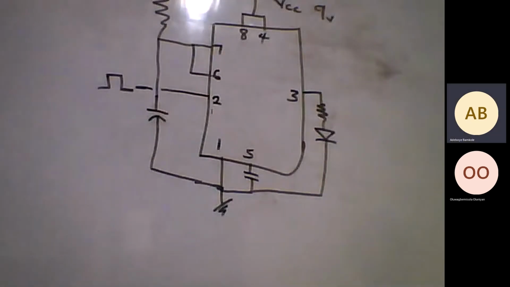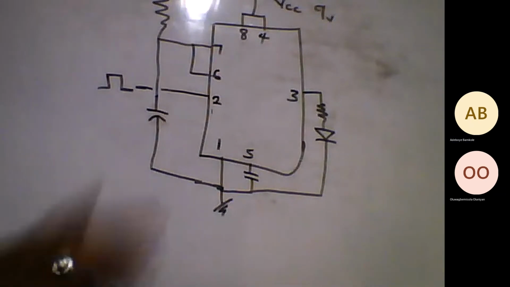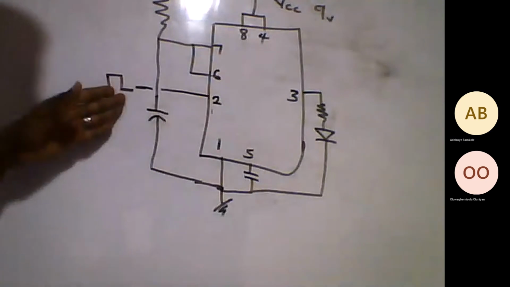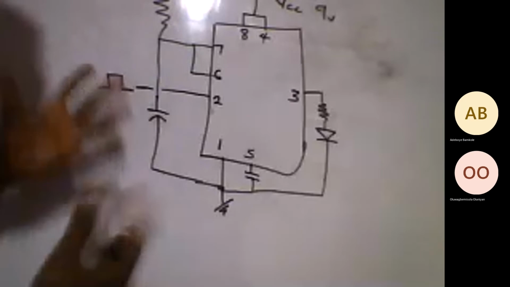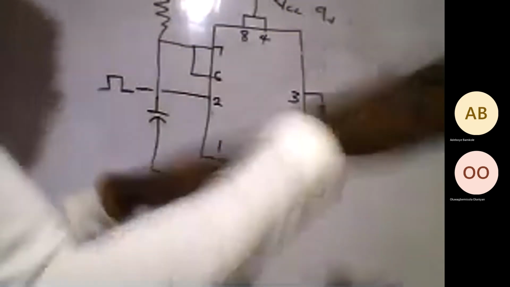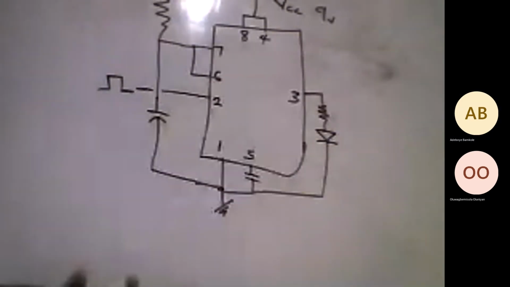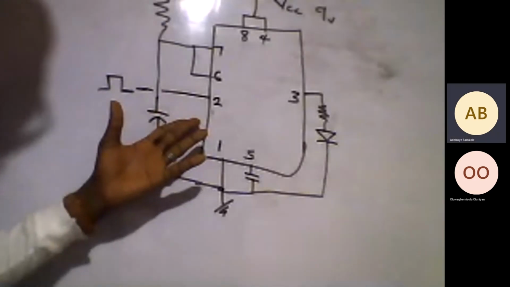Can you see the circuitry on the board? Yes, sir. Okay. So this is the trigger, like a switch. Or this is where the pulse goes in. Maybe a pulse: when you press the switch like a pulse, it will go high and then go back low. This is where it will go in.